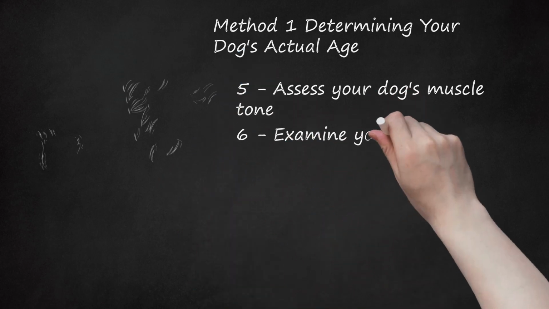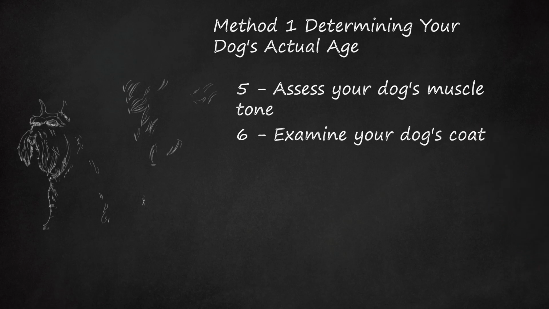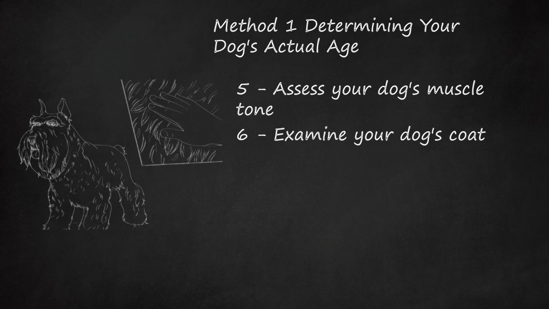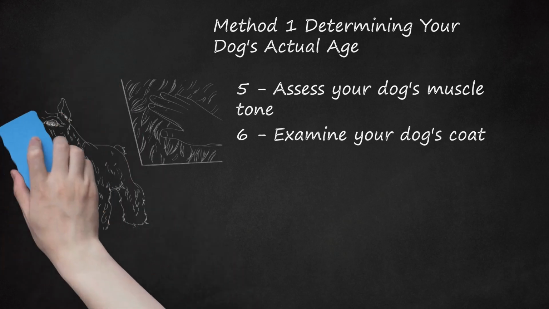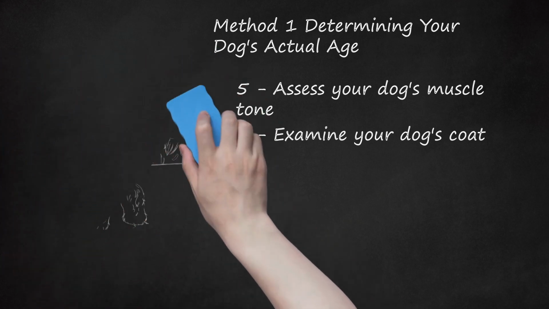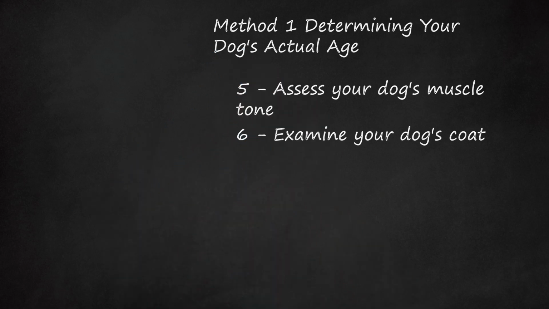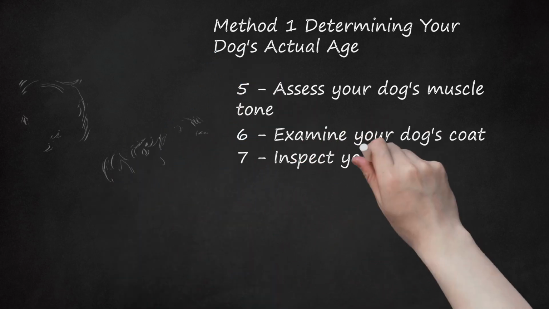6. Examine your dog's coat. Younger dogs usually have soft, fine coats. Older dogs tend to have thicker and coarser fur that can sometimes also be oilier. A senior dog may also have grays or patches of white, particularly around the snout. 7. Inspect your dog's eyes.